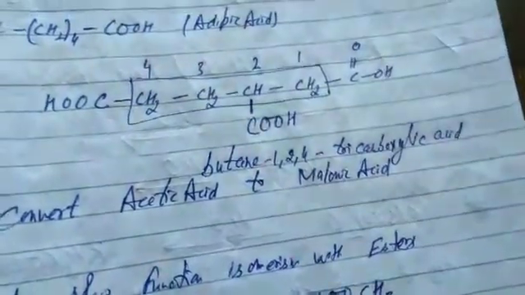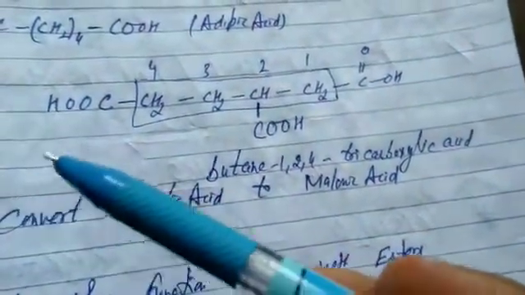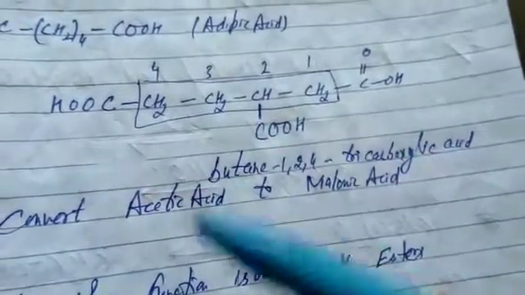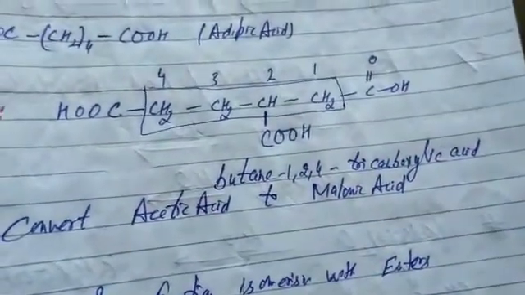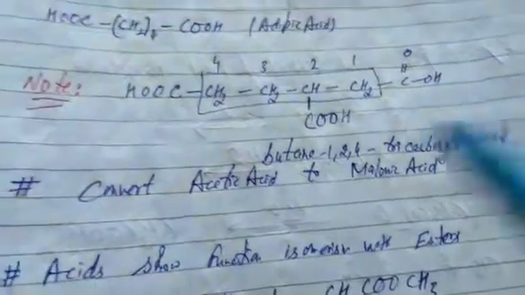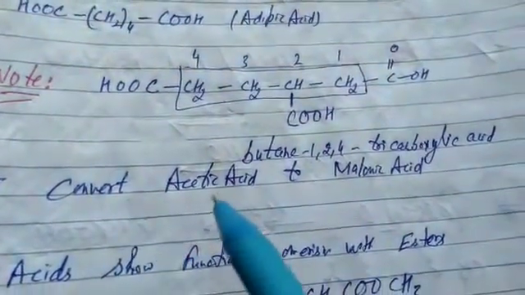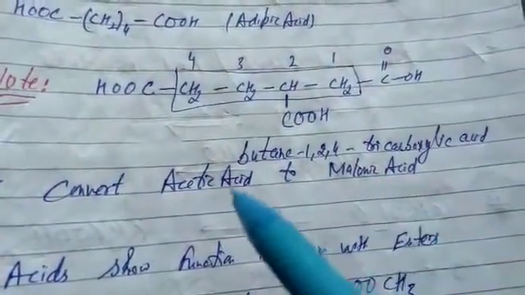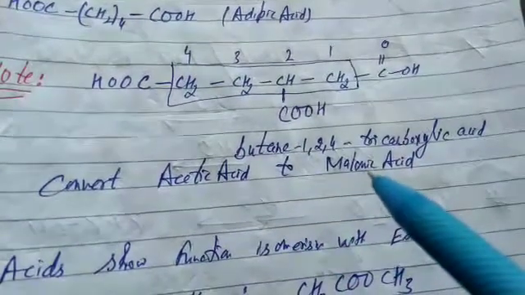In the same way, if CHO or CN repeats more than 2 times, no one is a part of parent chain. After this, that's your assignment. First, convert acetic acid to malonic acid. All of you know the formula of acetic acid and malonic acid.